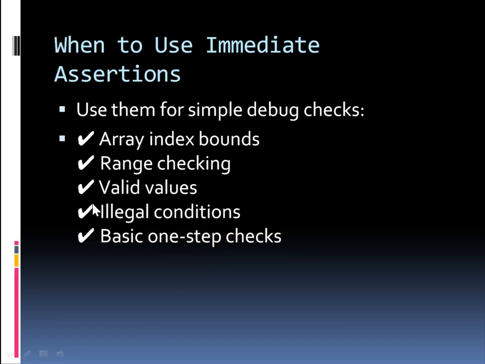Now let's see when to use immediate assertions. We use them for simple debug checks like array index bounds, range checking, valid values, illegal conditions, basic one-step checks. They are not used for timing or handshake checks. That's for concurrent assertions.